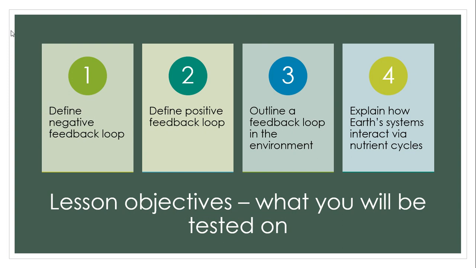For this lesson, there are 4 different topics or objectives that we will go over that you will be tested on. The first 2 are just defining negative feedback loops and positive feedback loops, 2 different types of feedback loops. The third one is outline a feedback loop in the environment. And the fourth one is explain how Earth systems interact via nutrient cycles.